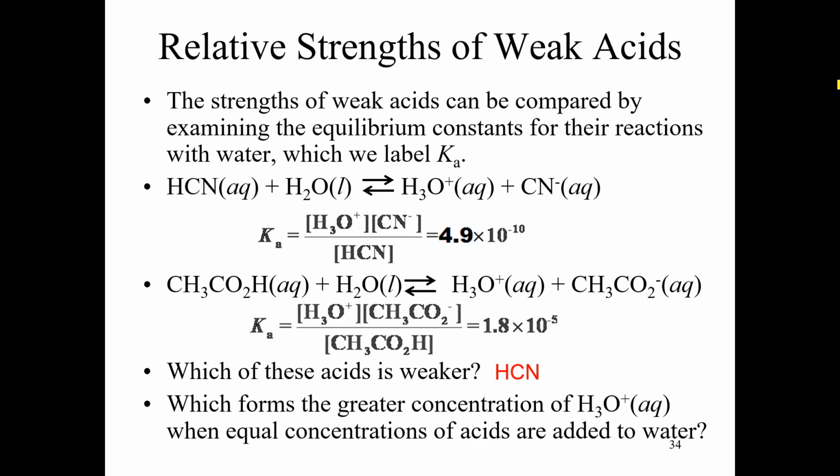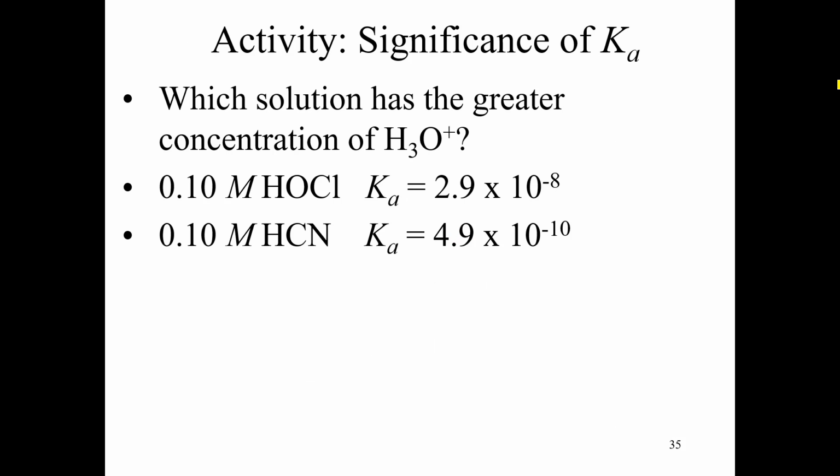Right, so the way to think about this is hydronium is on the products side of the equilibrium. So to have a greater concentration of hydronium means that the equilibrium has to be in a position that's a little farther to the products side. It favors the products more, and that means it is an equilibrium that has a greater value of Ka, and the one with the greater value of Ka here is the acetic acid, CH3CO2H. Very good.